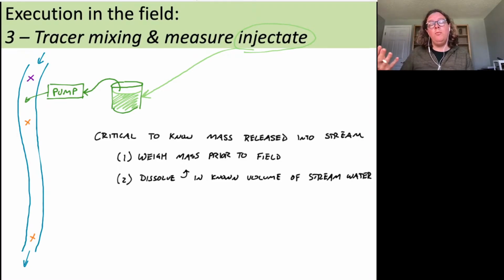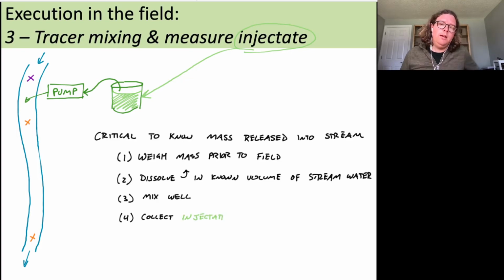So we know when we fill it with water, this line is equivalent to 30 gallons, or this line is equivalent to 100 liters. We need to mix well, so making sure that our tracer is dissolved in the injectate solution and that it's not stratified, so it's not high concentrations at the bottom and lower at the top.